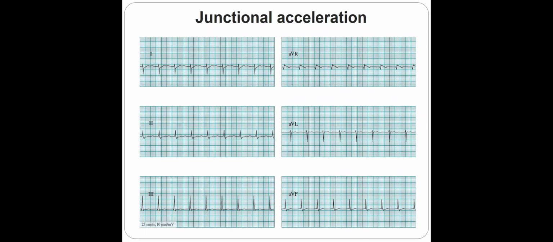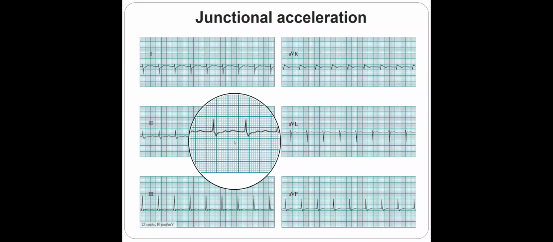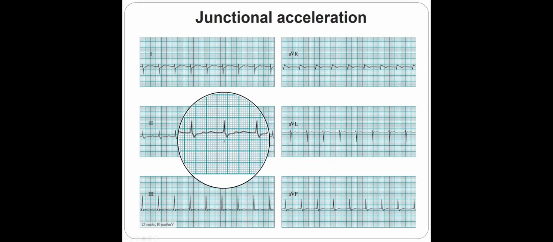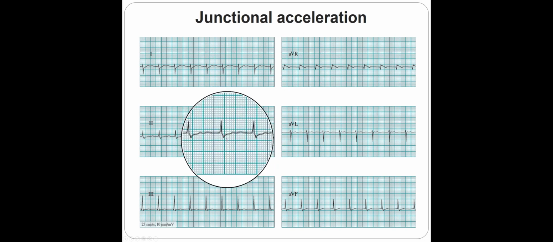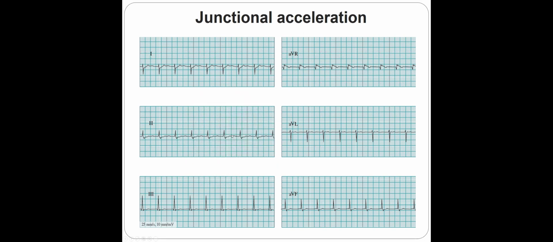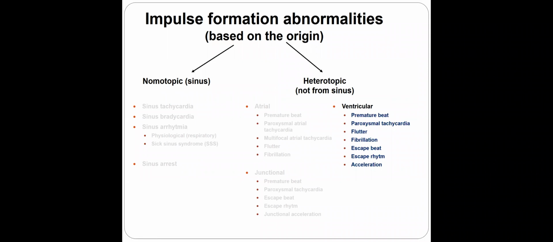Look at, for example, here, it's close to 100, but it's less than 100, and we do have, see, a negative P wave behind the QRS complex. So that's a junctional acceleration. Let's see the last one. The last one that we are going to talk about is the ventricular impulse formation abnormalities. We can have premature beat, paroxysmal tachycardia, flutter, fibrillation, escape beat, escape rhythm, and acceleration.